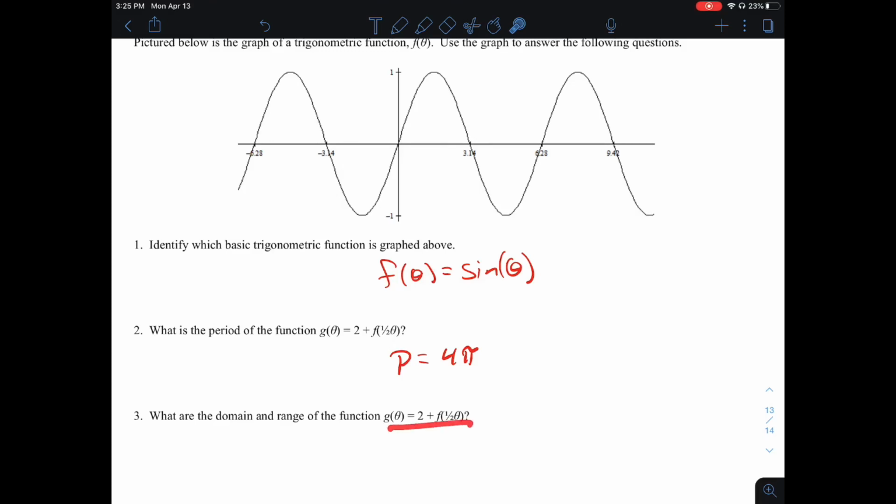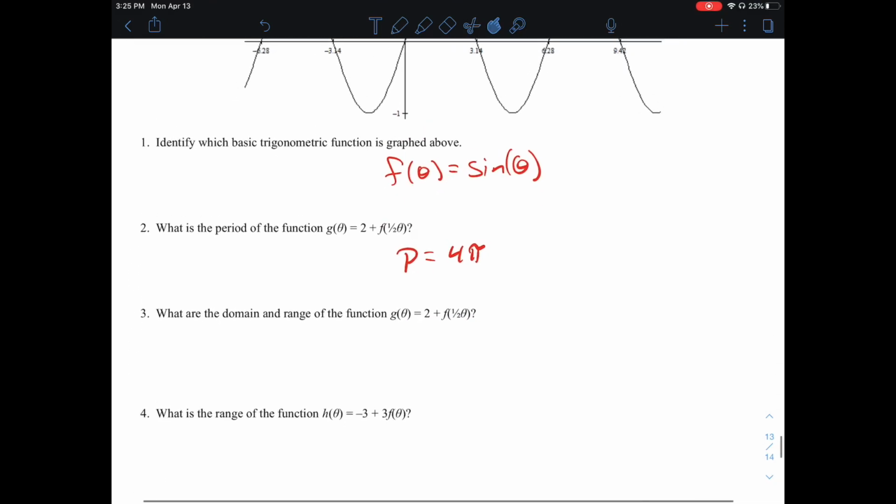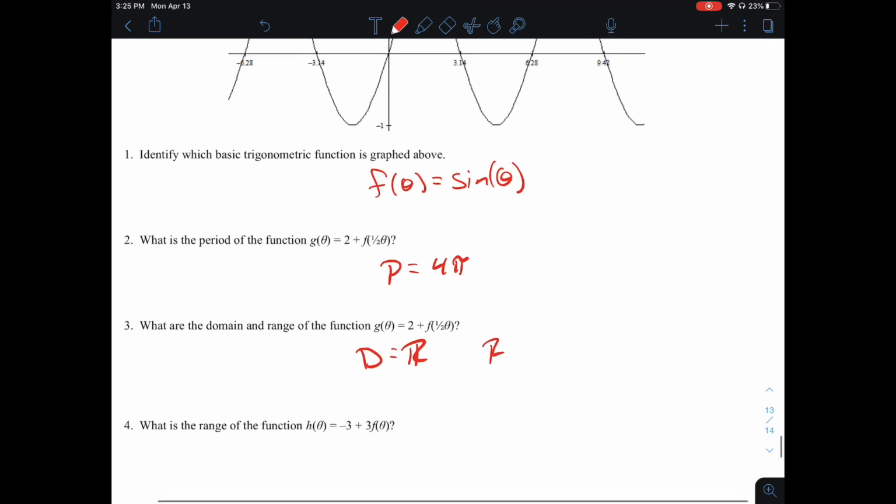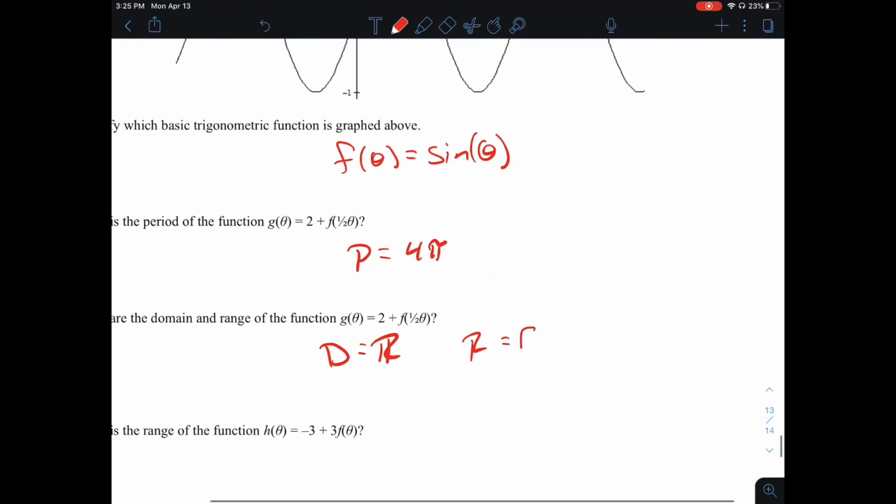What's the domain and range of this? Well, the domain's not going to change. It's all real numbers. The range for this, since we are doubling the y values, it's going to go from -2 to 2, inclusive.